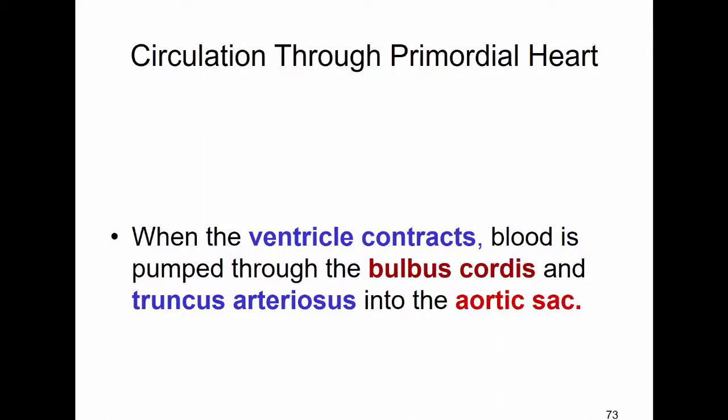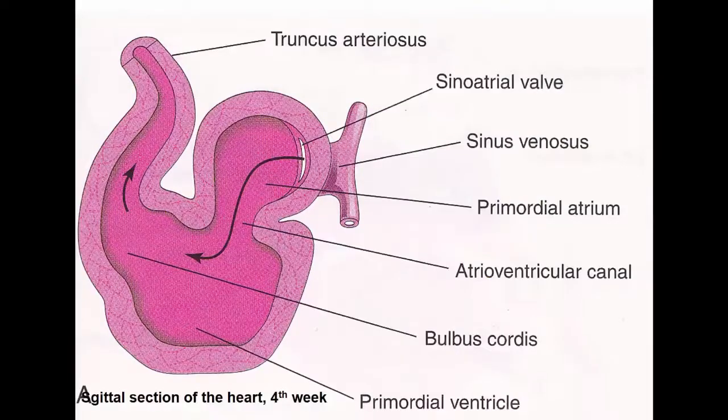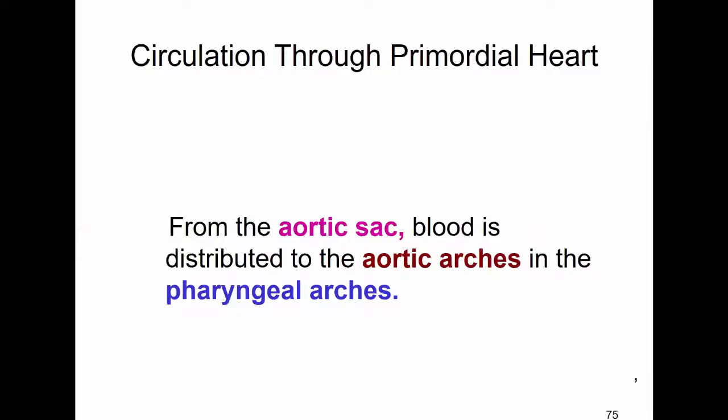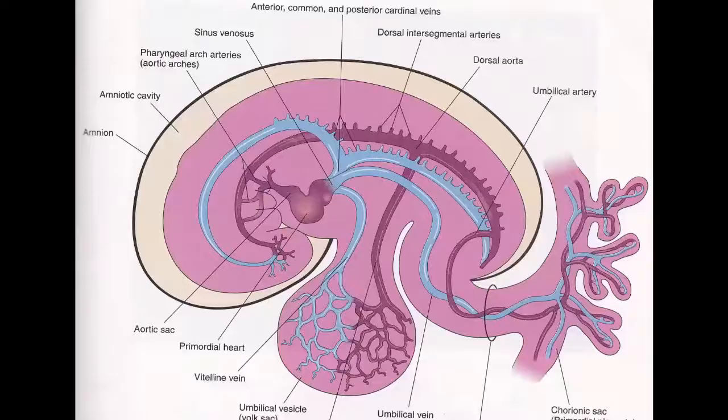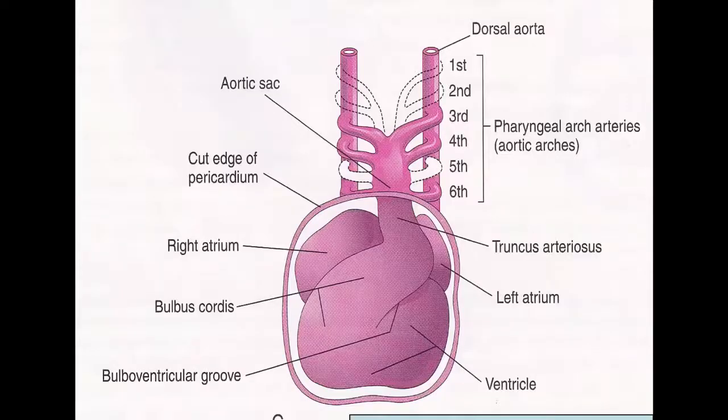When the ventricle contracts, blood is pumped to the bulbus cordis and truncus arteriosus into the aortic sac. From the aortic sac, blood is distributed to the aortic arches in the pharyngeal arches. To the aortic arches, pharyngeal arch derivatives are supplied. So this is about the arterial end.